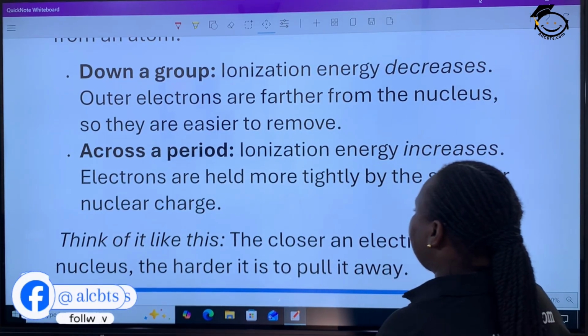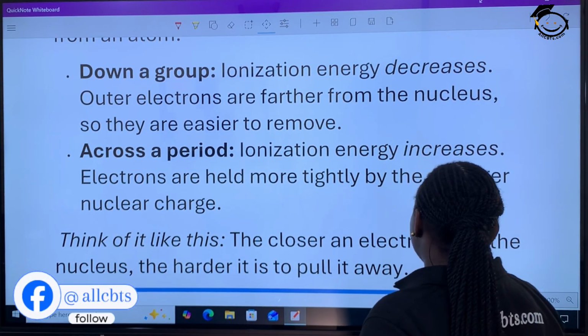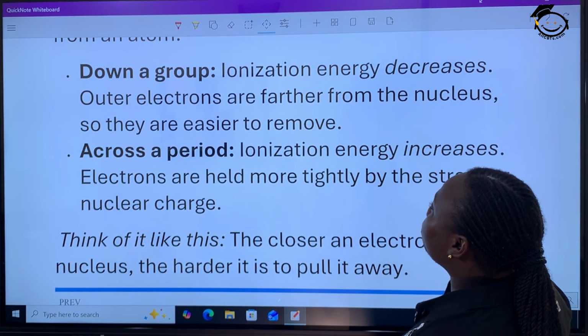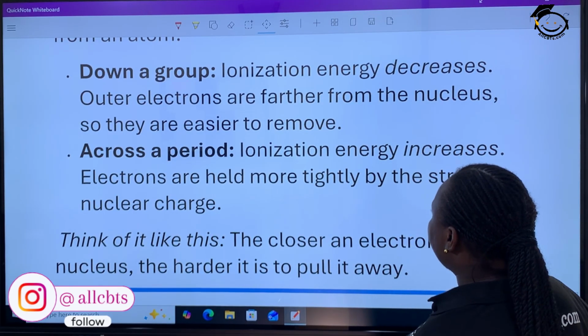Now let us look at that. Let's go back to our periodic table and look at down the group. What happens down the group?